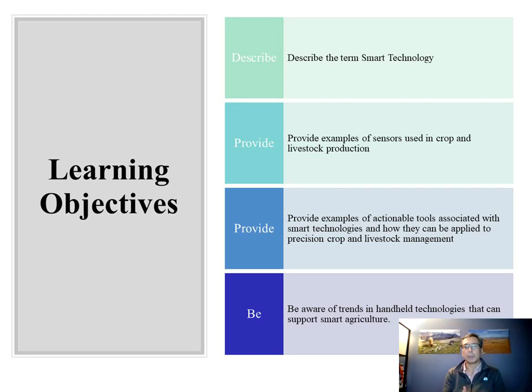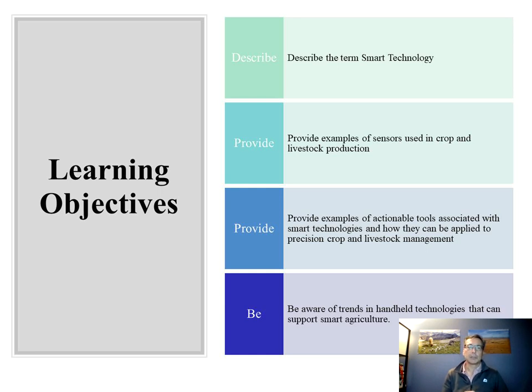So I'm hoping that you'll be able to identify what smart technology is, what smart farming might mean, and e-agriculture and similar sorts of terms. I'm hoping that you can provide examples of sensors used in crop and livestock production and how they might be used to help support management decisions.